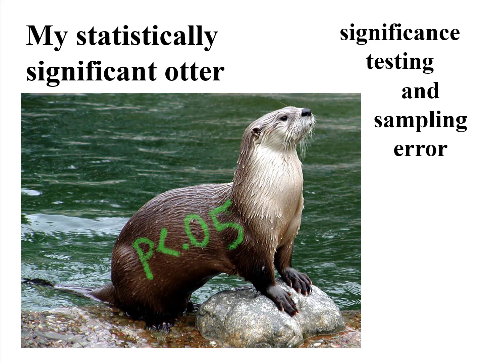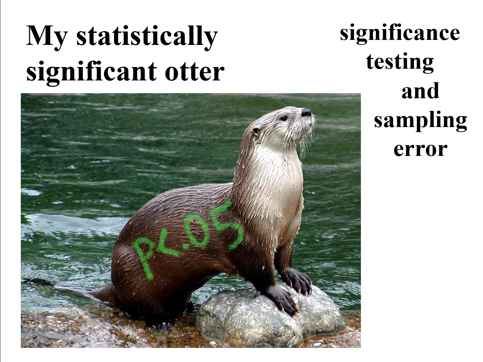And on the screen is a bit of statistical humor you will only get if you understand significance testing. Because sometimes in romantic relationships, people might refer to their romantic partners as their significant other. Well, here I have painted p is less than 0.05 on this otter to make it my statistically significant otter. Well, actually I photoshopped it on there. I didn't actually paint the otter, but that is my statistically significant otter.